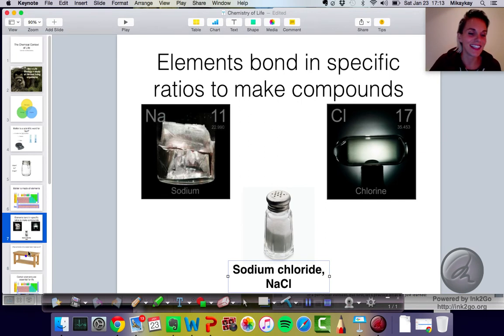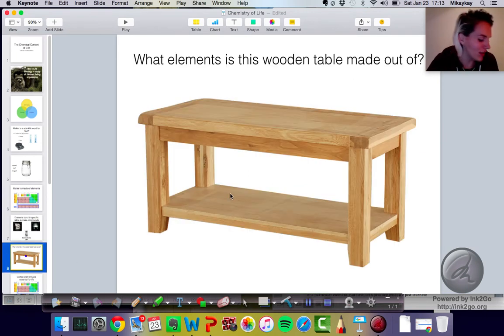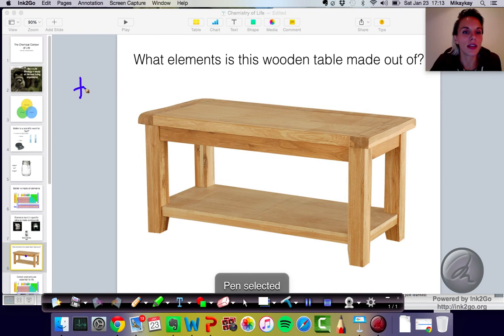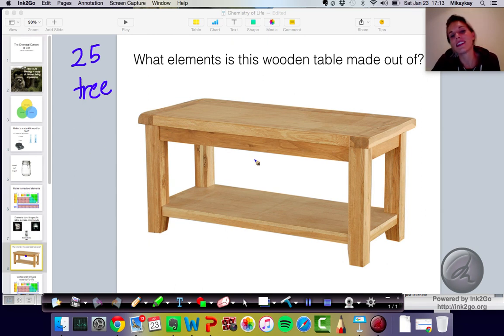So, for example, let's look at a wooden table. This wooden table is made out of a tree, or was a tree, I guess. It's a real wooden table, let's say. And you might be thinking, okay, great, tree, living organism. So what elements is it made out of? It's one of those 25 elements that we had, right? But it turns out that this table is made almost entirely out of 4 elements. Those 4 elements are carbon, hydrogen, oxygen, and nitrogen.